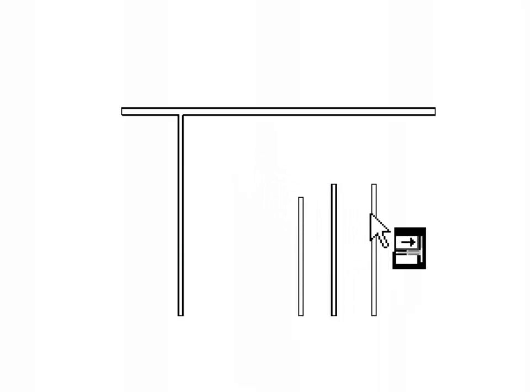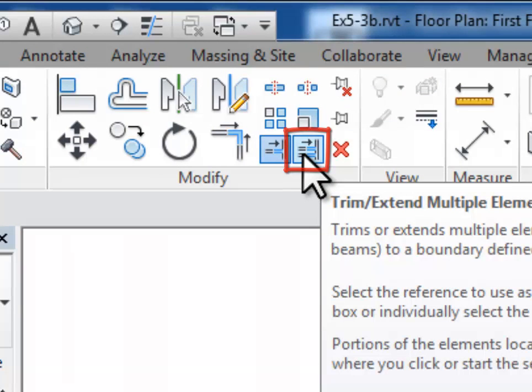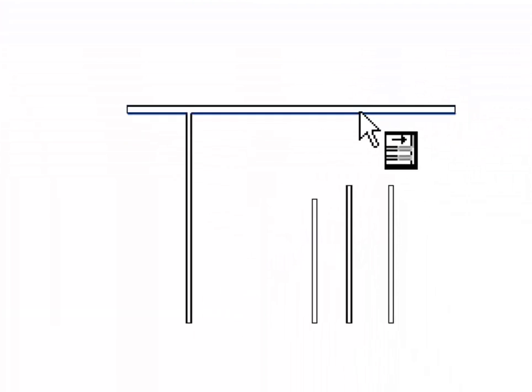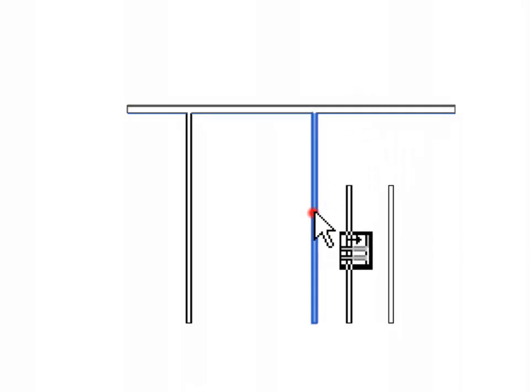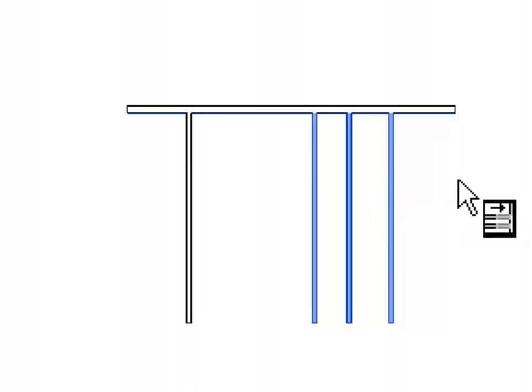Now if I have several of those walls that I want to extend, such as in this case right here, then I can use the next button, which will allow me to trim or extend multiple elements. And once more, I'll begin by clicking on the wall that I want to extend to, and then I can just continue clicking on every item that I want to extend to meet that wall.